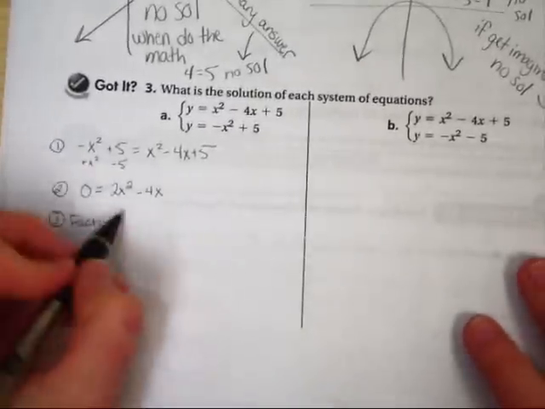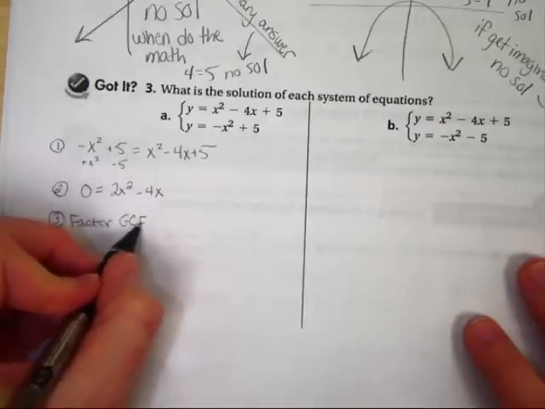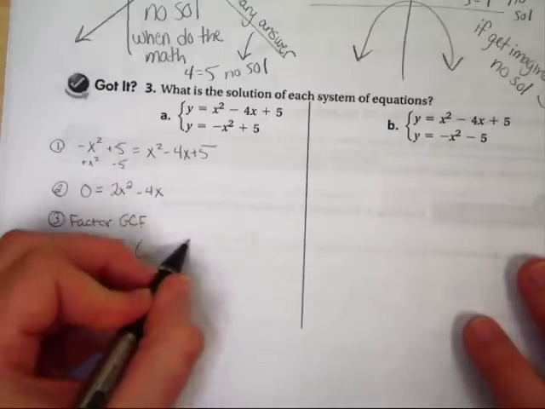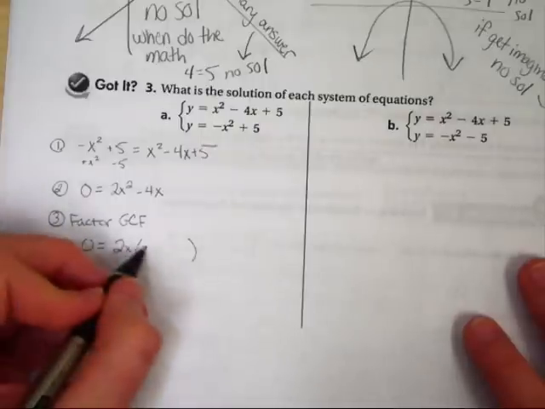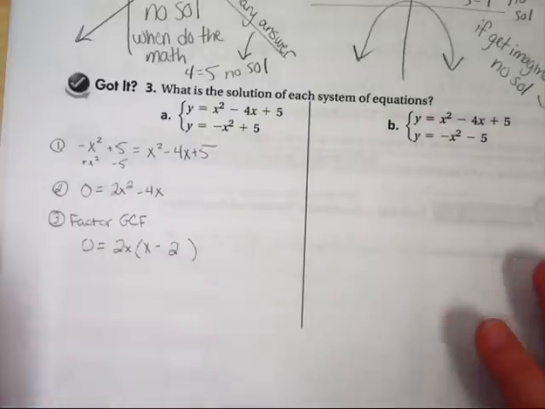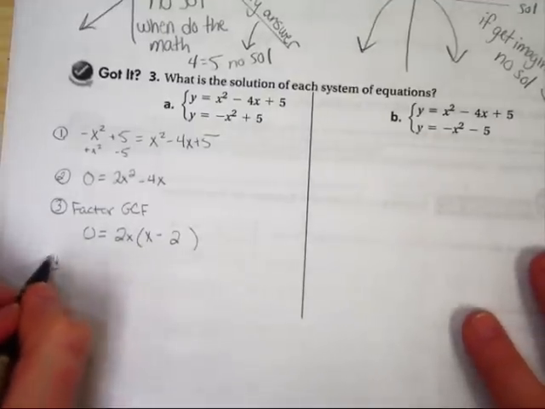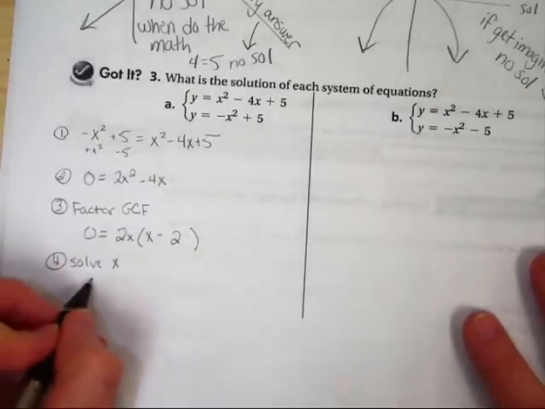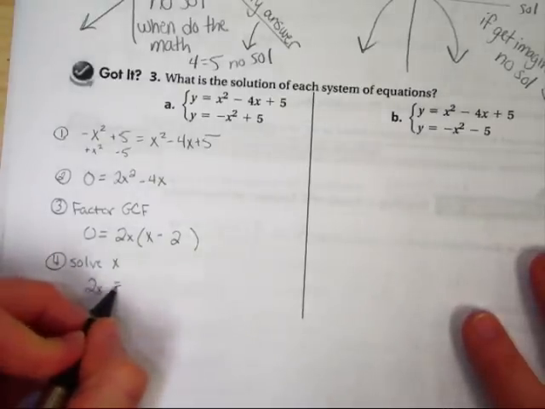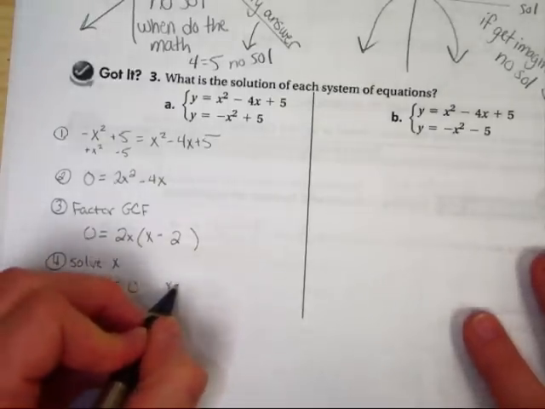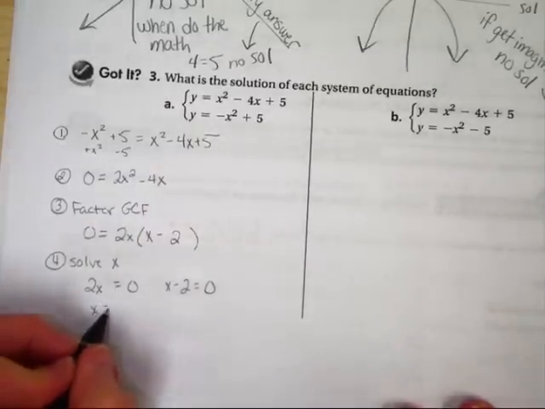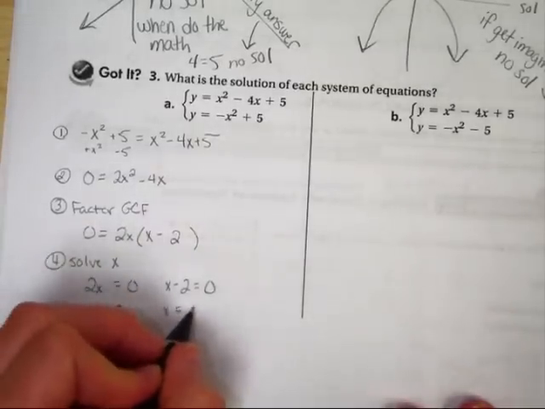Absolutely. You can pull out a GCF. So we're going to have 0 equals 2x, because that's the GCF. You're going to have an x minus 2 when you're done. Step 4, solve for x. Take the first item you got, 2x, and set it equal to 0. Take the second item you got and set it equal to 0. Solve here, you get x equals 0. Solve here, you get x equals 2.